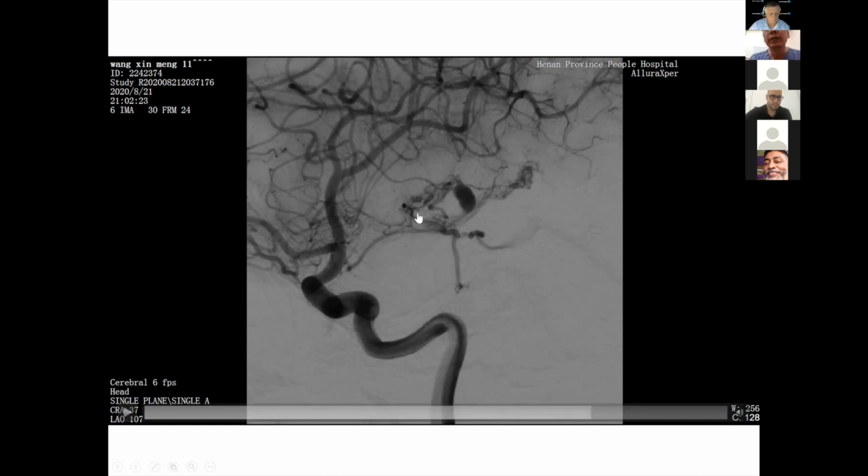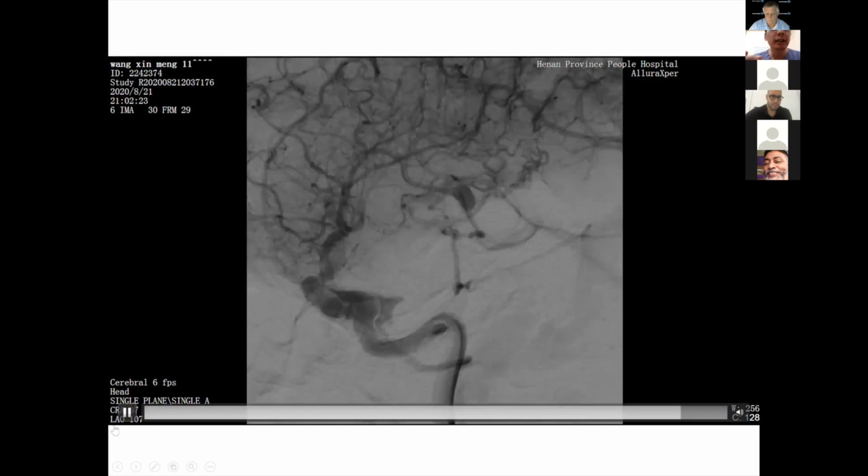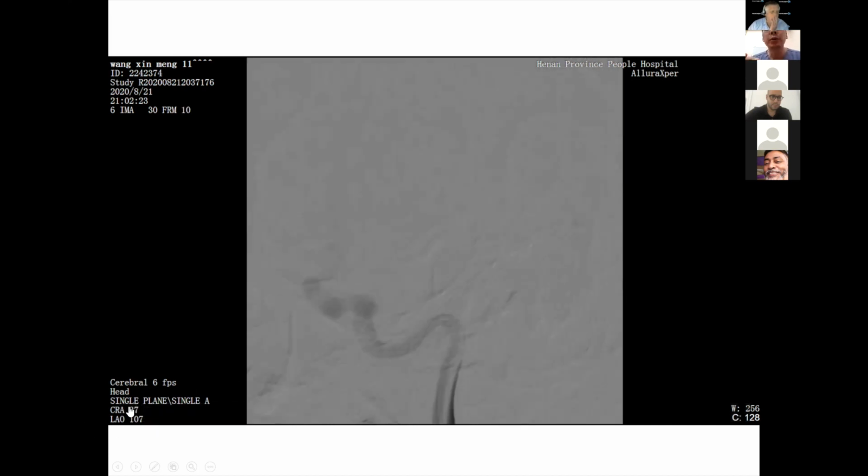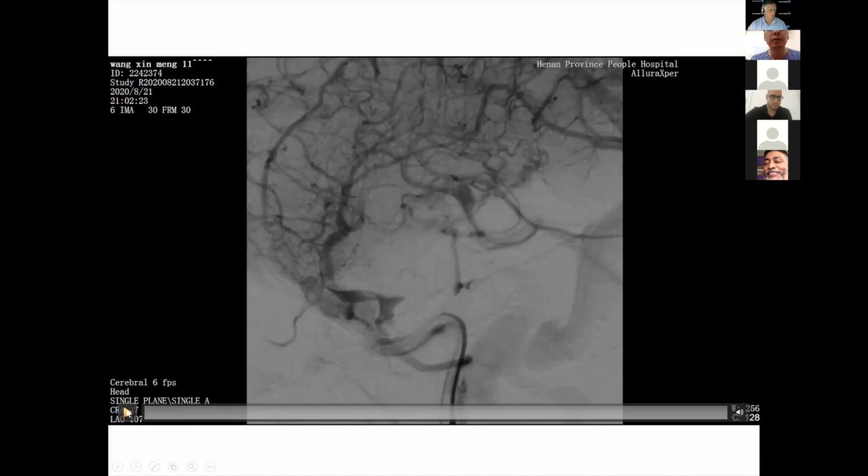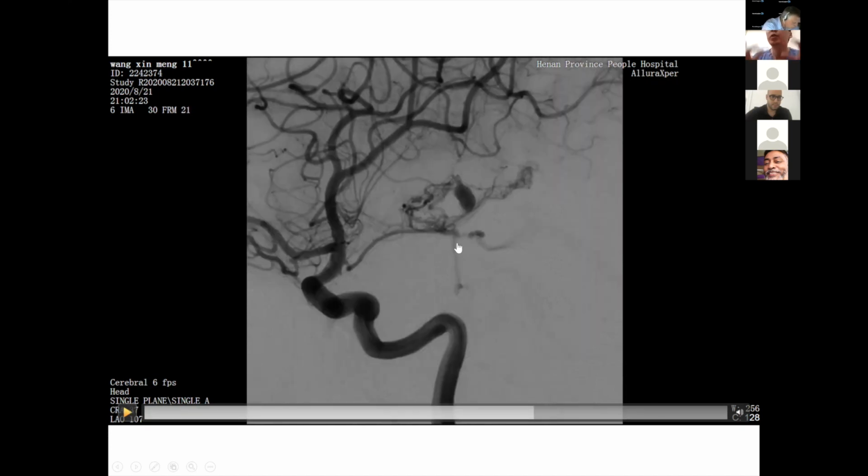So if you can embolize this primary draining vein, either by arterial approach or venous approach, you will win the game. That's my presentation.